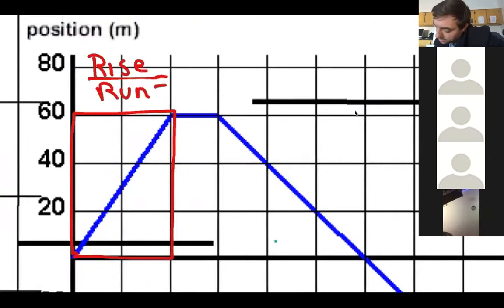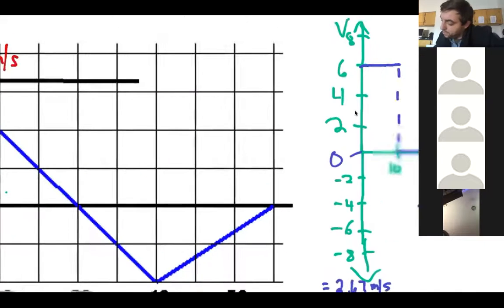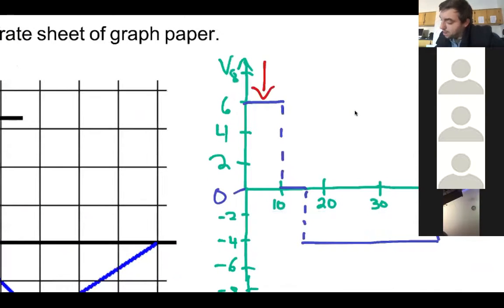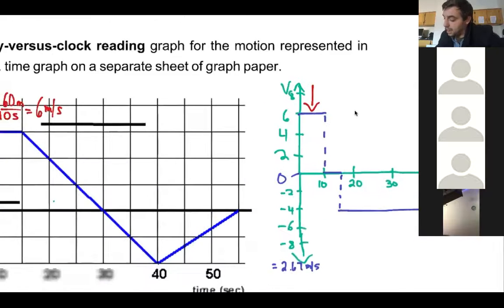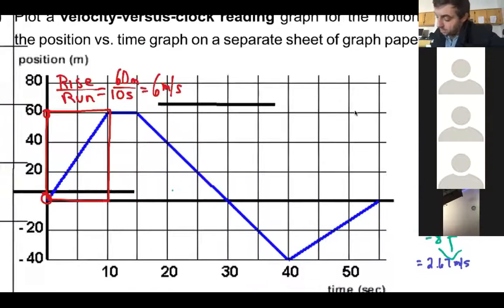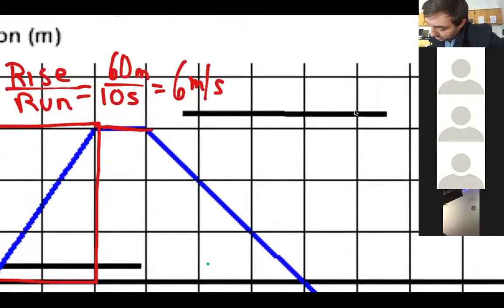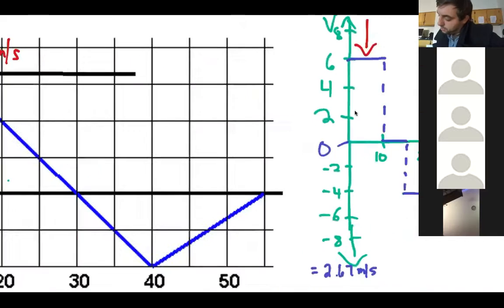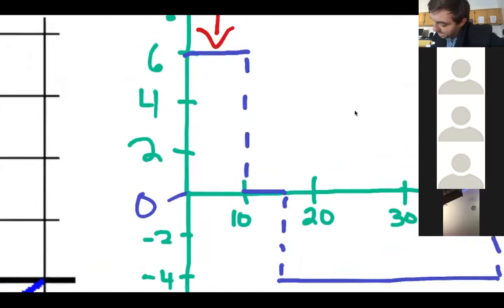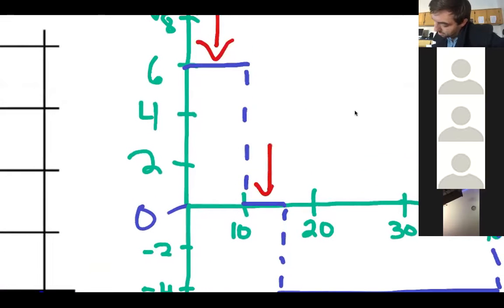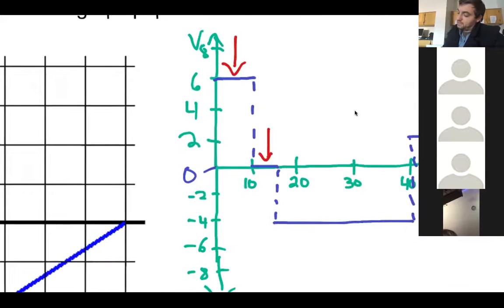I saw that it occurred in 10 seconds of time, so my run is 10 seconds. And I saw myself move from 0 meters to 60 meters, so my rise would be positive 60 meters. 60 divided by 10, that's how I got my 6 meters per second for that first section of the graph. And I drew a horizontal line at 6 to this portion where the object is still. I have a 0 slope, so I just need to go over on the x-axis and give myself a 0 velocity, which I did there for 5 seconds.